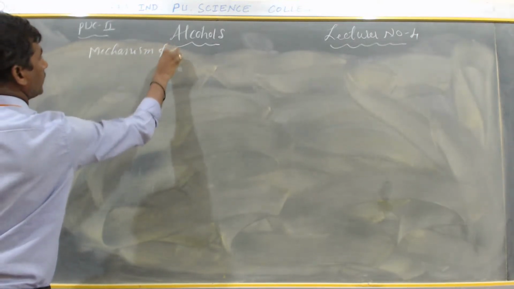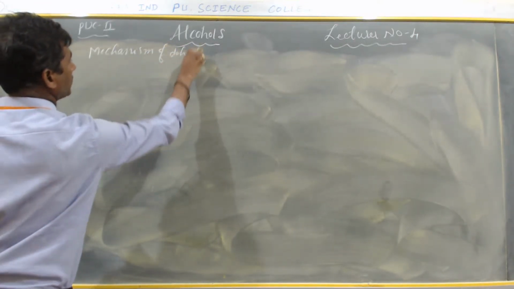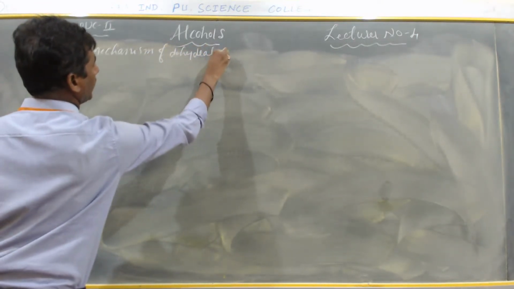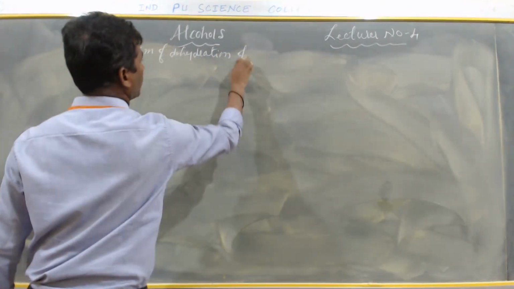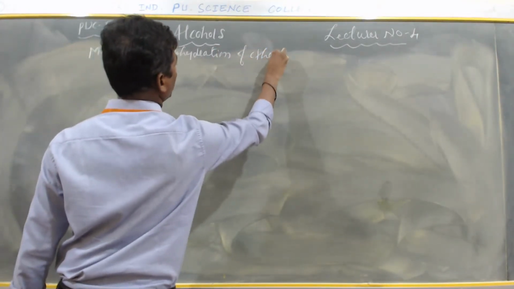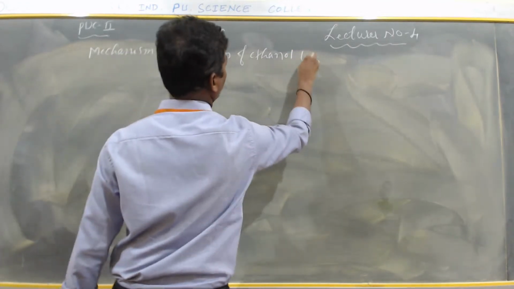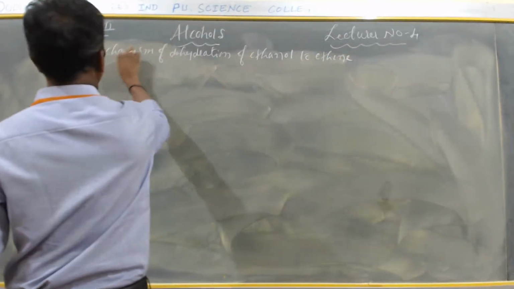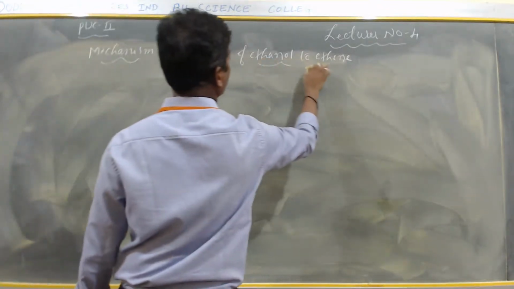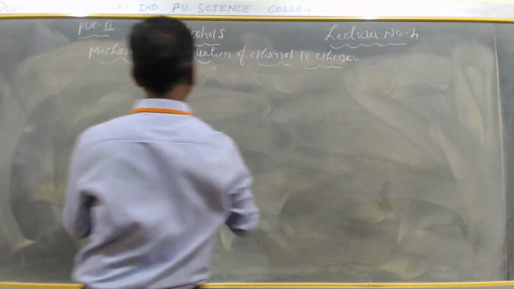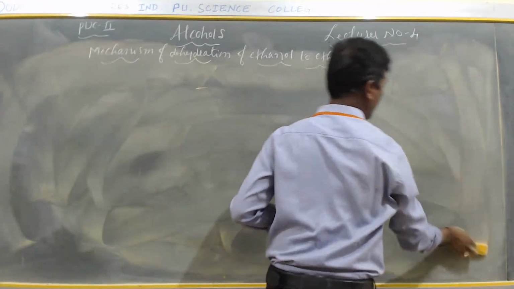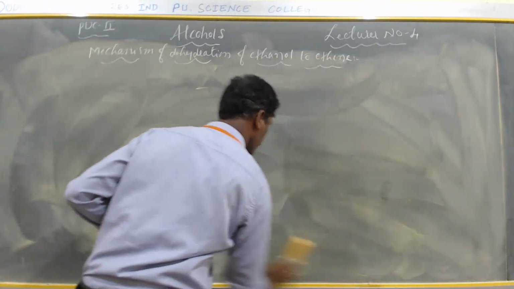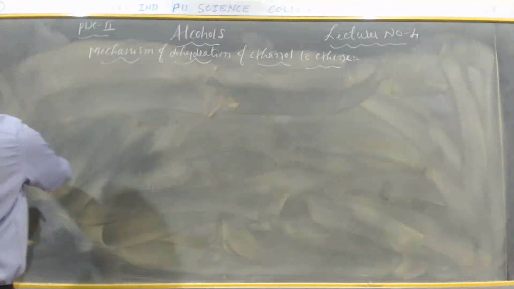Mechanism of dehydration. Mechanism of dehydration of ethanol to ethene. Mechanism of dehydration of what? Ethanol to ethene. Yes, I can write here.